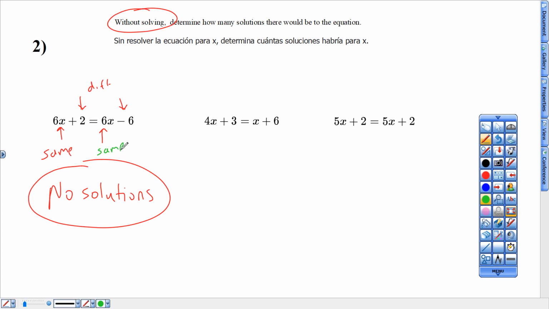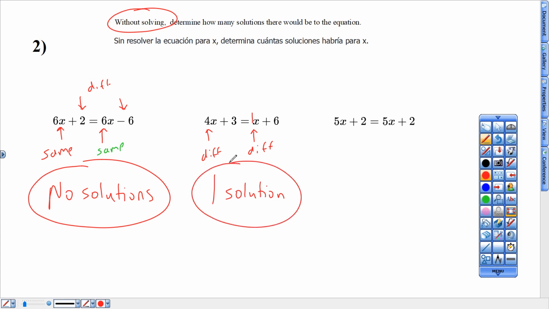If I have one of these and the numbers right here in front of x are different, that's 4, this is a 1, those are different. Those x numbers are not the same. As soon as they're different, that is 1 solution right away without having to do any math. That's going to be 1 solution.